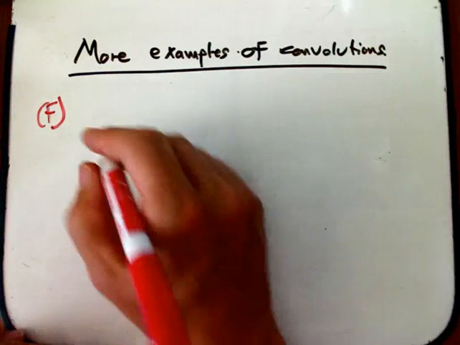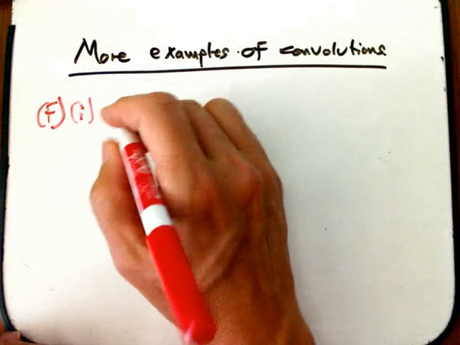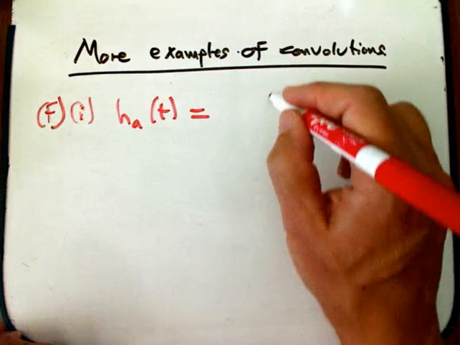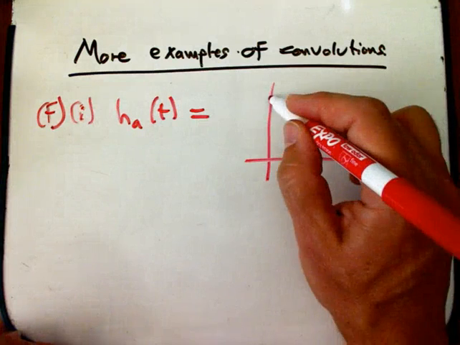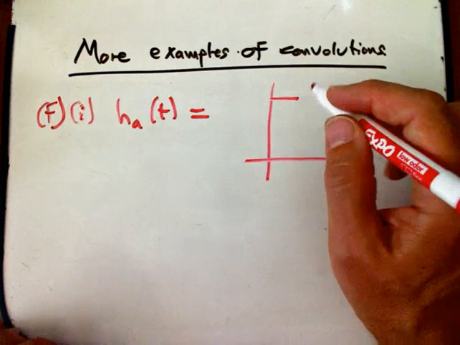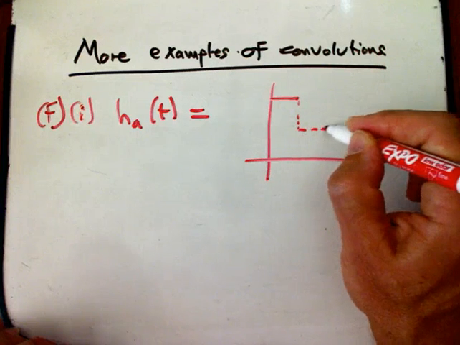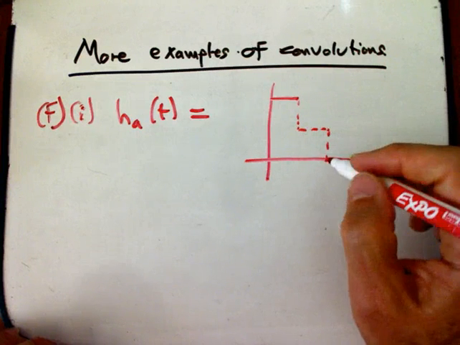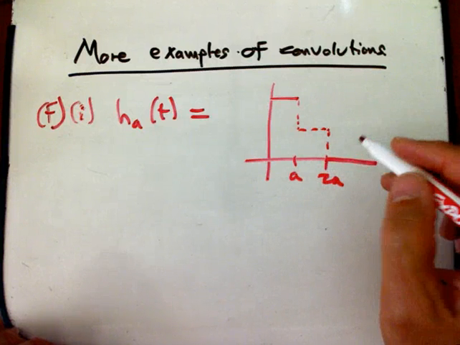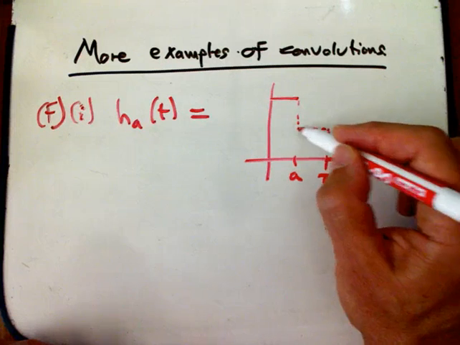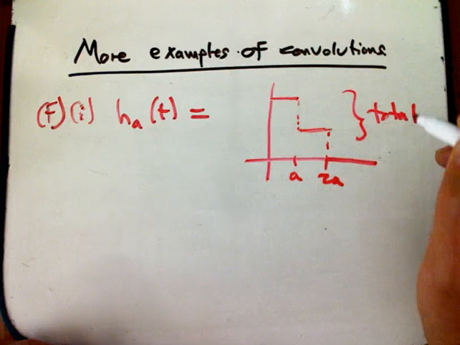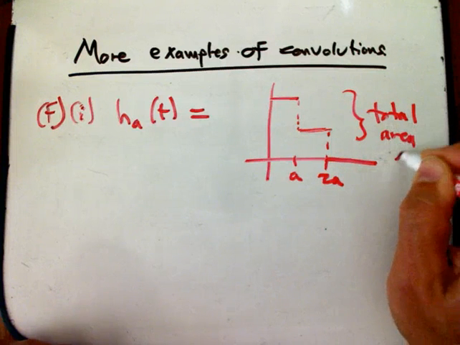Okay. We're going to define HA of t to be this function. It's going to start out with a certain value, then go down to half that value, and then to 0. This is going to be at a, this is 2a, and then I want the total area to be 1 still. Total area to be 1.